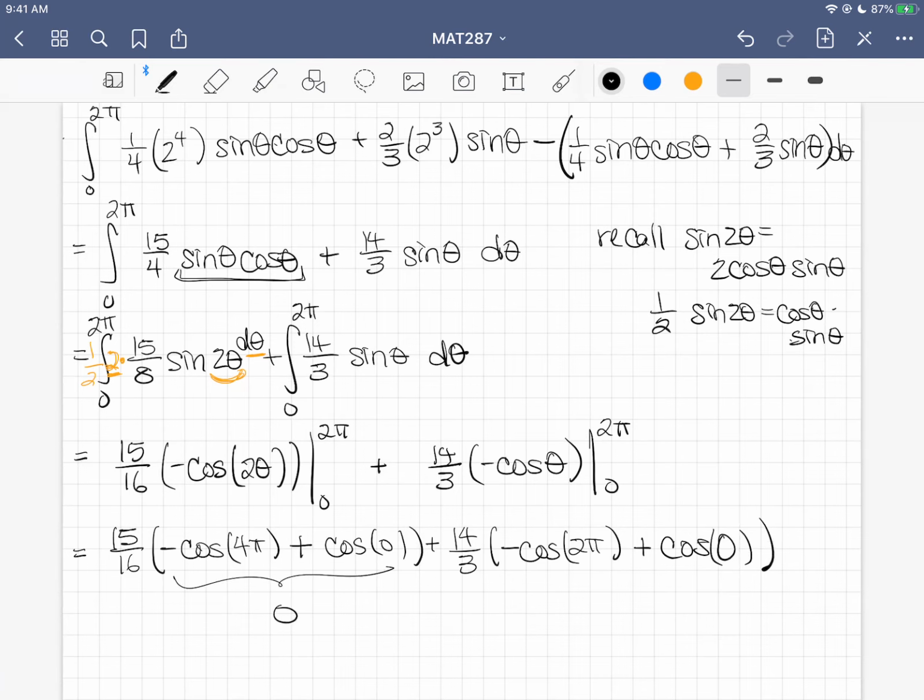And this is 0, right? Cosine of 4 pi is 1, cosine of 0 is 1. So I have negative 1 plus 1 is 0. Same idea here. So overall I get 0. So all that work and all we get is 0.